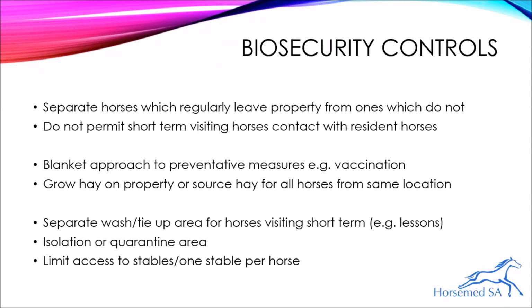Good to have a blanket approach, as I said, to preventative measures like vaccinations, and also perhaps a blanket approach to hay and things like that too. Great to have a separate wash and tie-up area for horses that are visiting short term, because they almost always want to wash them and things like that. Try and minimize that risk of them sharing facilities. We want to introduce the isolation or quarantine area rather than just shared stables for everyone. And ideally, we would have one stable per horse if stables were required rather than shared facilities.